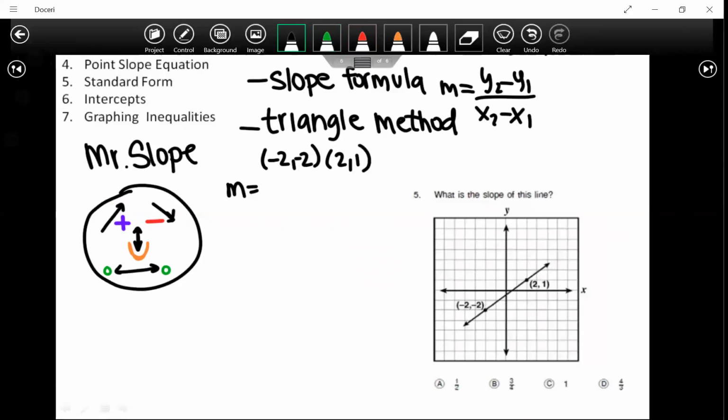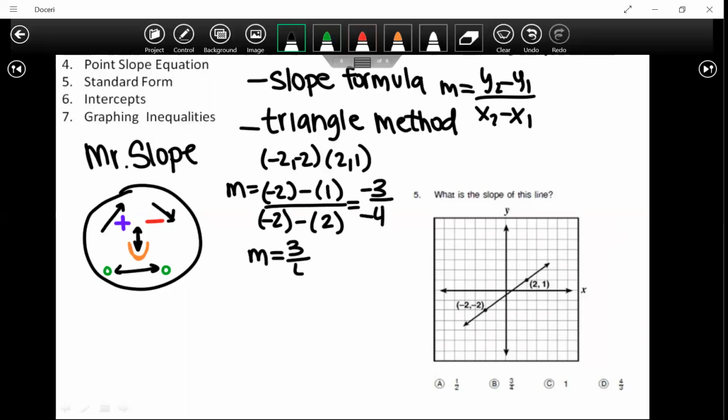So I'm going to go y2 minus y1 over x2 minus x1. If you were to solve this out, keep, change, flip would give you -3 and -4. So my slope is 3 over 4. And I know you guys can plug this into your calculator. You will be allowed calculators on this.